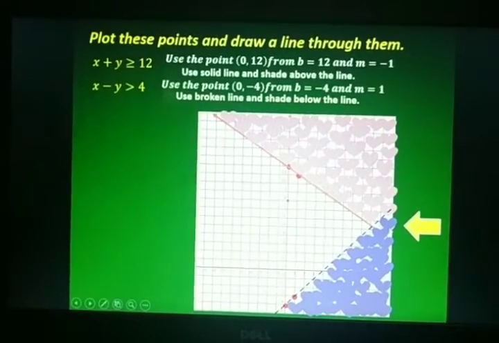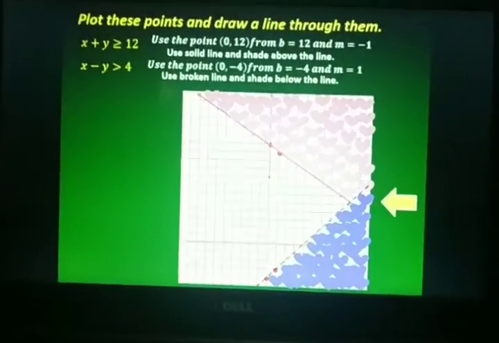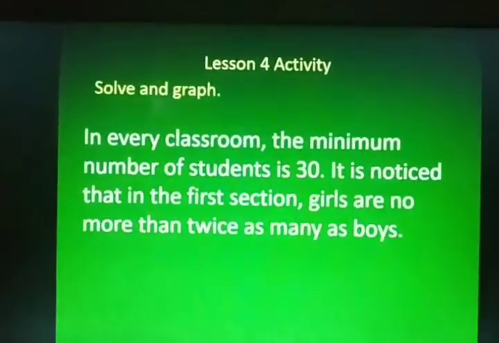Keep on repeating this video and follow the steps to answer our lesson 4 activity. You have to solve and graph this.